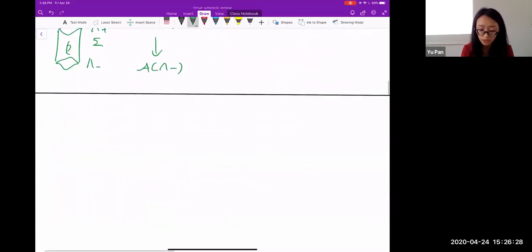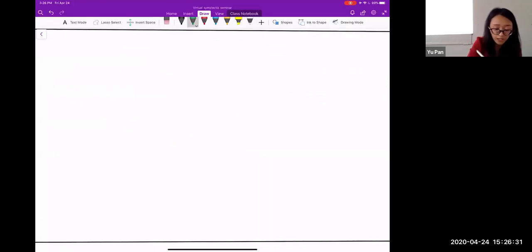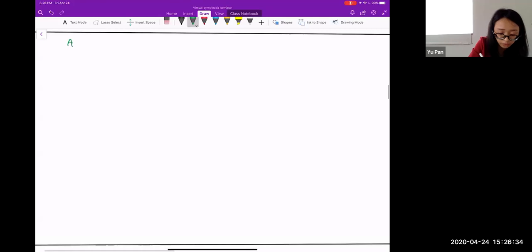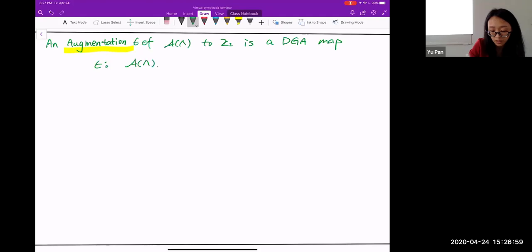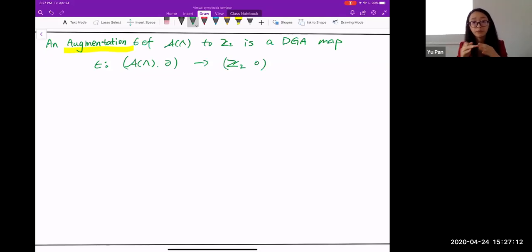But one of the computable things from the package is called an augmentation. An augmentation, let's call it epsilon, of A of lambda to Z2, is a DGA map from the DGA of lambda to a trivial DGA, which is a chain complex that is Z2 at zero grading, but zero at other gradings.